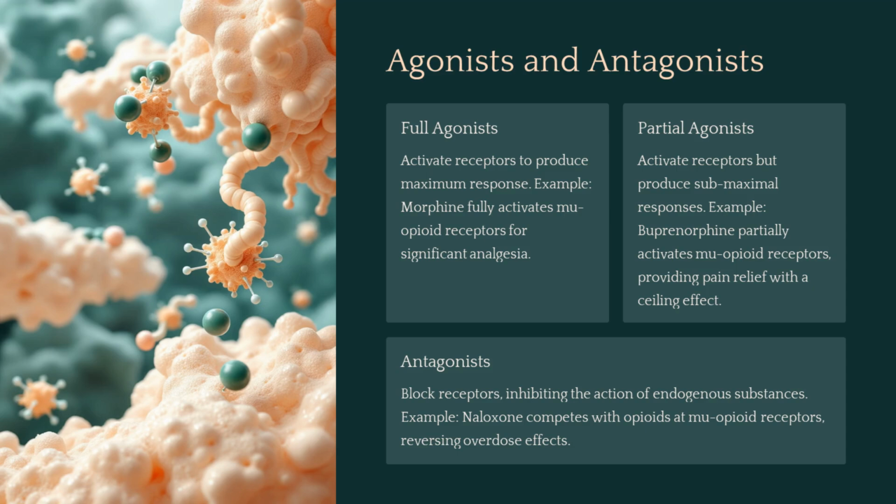Agonists and antagonists interact with receptors to produce or inhibit responses. Full agonists activate receptors for maximum response. Partial agonists produce submaximal responses, and antagonists block receptors, inhibiting endogenous substances' actions.